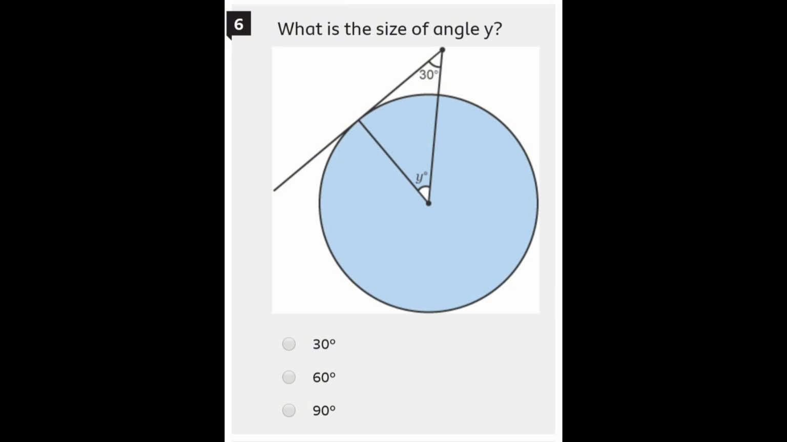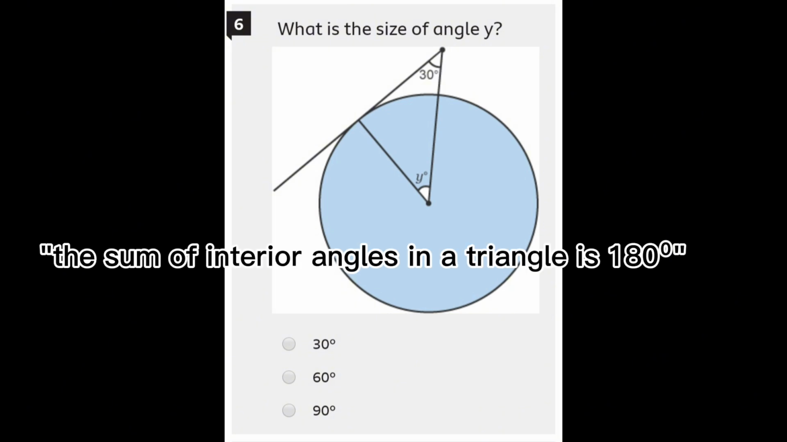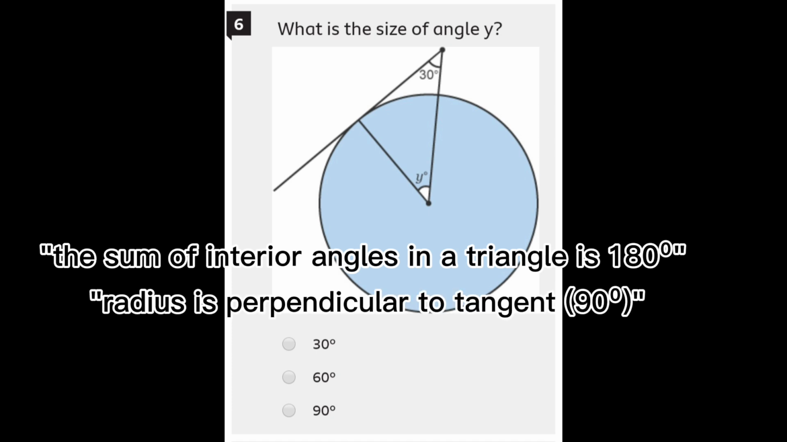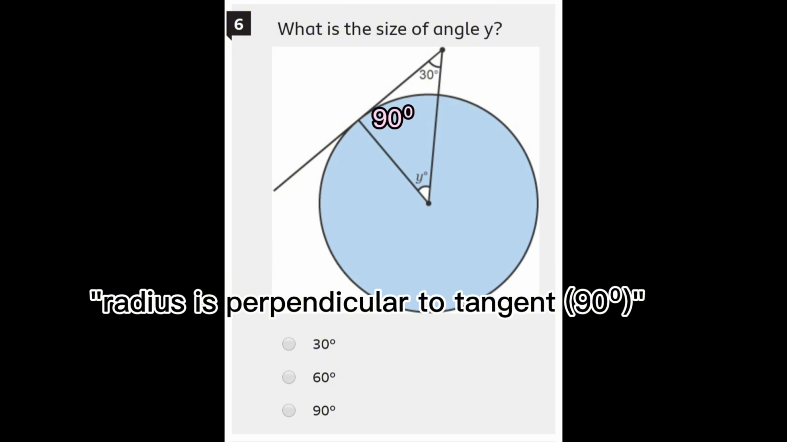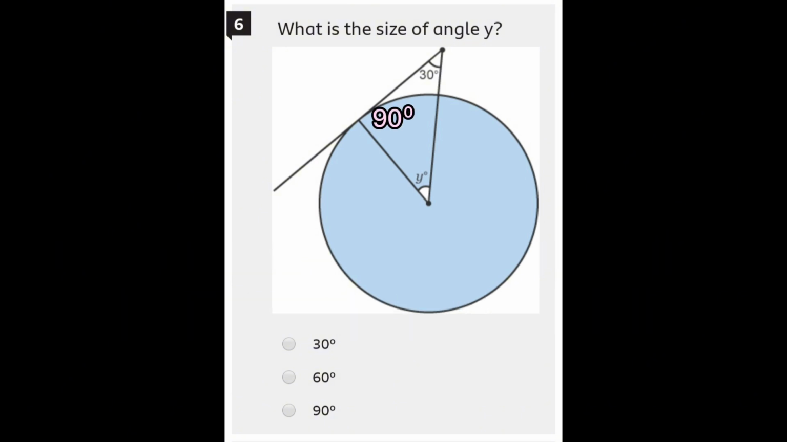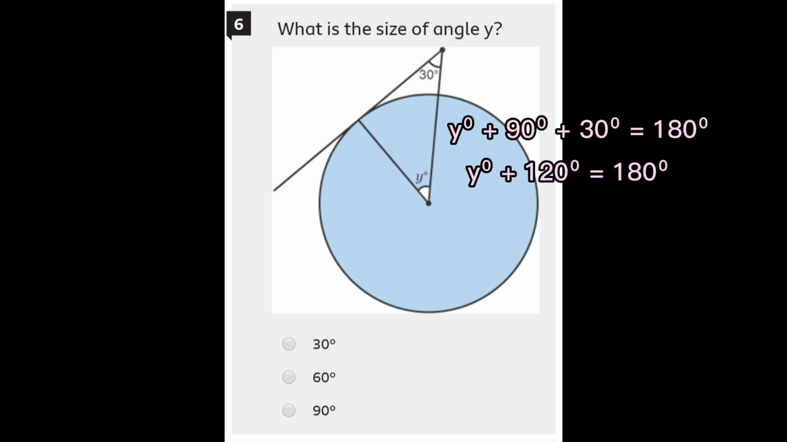How to find the size of angle y in this diagram? You need to remember two theorems to solve this angle y. Theorem number 1 is the sum of interior angles in a triangle is equal to 180 degrees. The second theorem is the radius is always perpendicular to the tangent, so you have a 90 degrees angle. Then we calculate y plus 90 degrees plus 30 degrees is equal to 180 degrees. Then angle y is equal to 60 degrees.